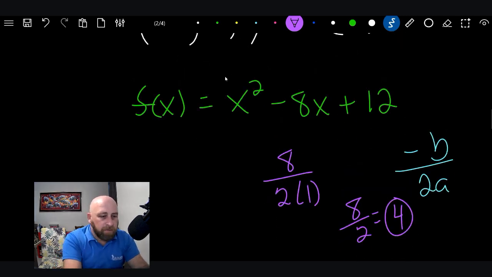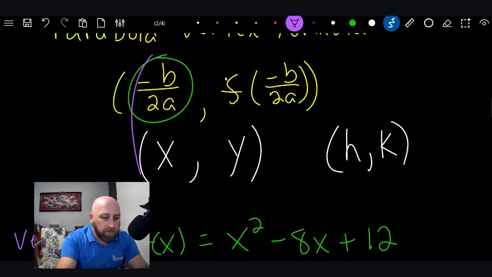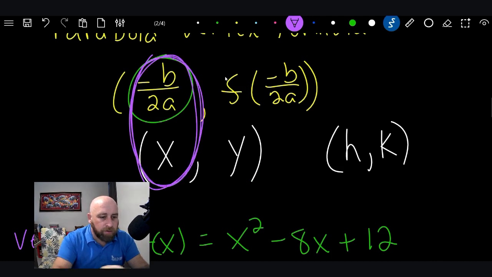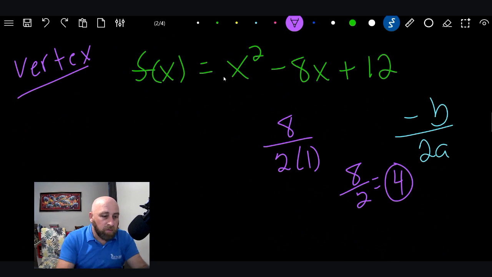So let's write that over here. We'll write our vertex over here. So I'll write vertex. All right, so this was our first one that we found, our x. Because remember, we're going up here. This is the formula we used right here, the negative b over 2a. That's our x. So we got 4.